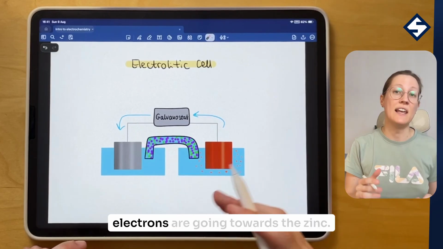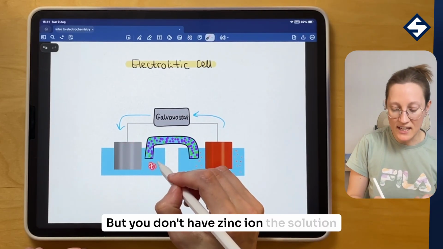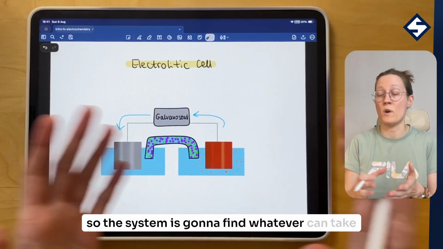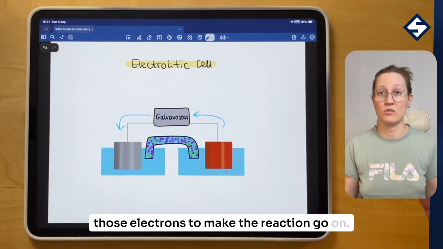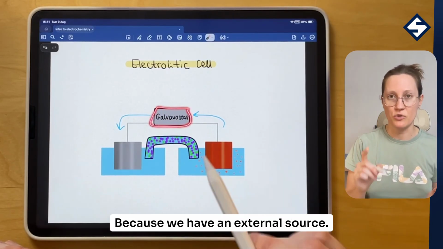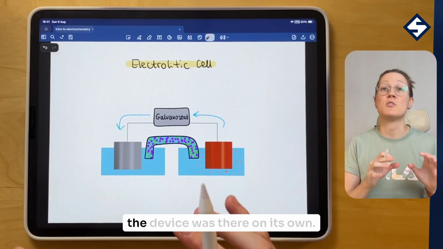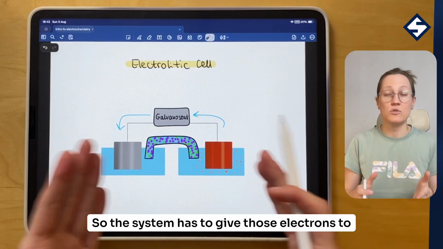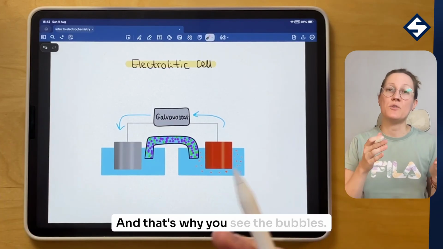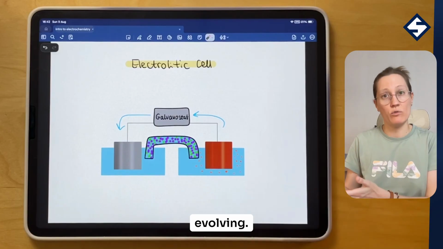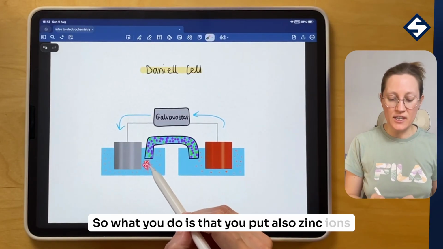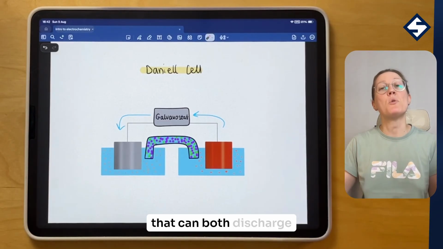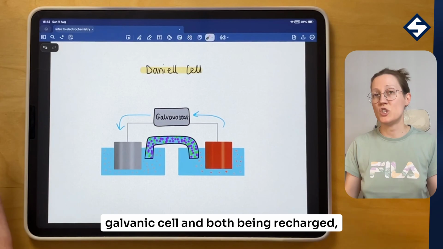While on the zinc side, electrons are going towards the zinc, but you don't have zinc ions in the solution that are going to take these electrons. So the system is going to find whatever can take those electrons to make the reaction go on, because we have an external source. So before, the reaction was stopping because the device was there on its own. Right now, we are forcing it. So the system has to give those electrons to something, and it gives them to water. And that's why you see the bubbles. So the bubbles are actually hydrogen evolving. So what you do is that you put also zinc ions inside the solution. And now you have your complete Daniell cell that can both discharge, galvanic cell, and be recharged, electrolytic cell.